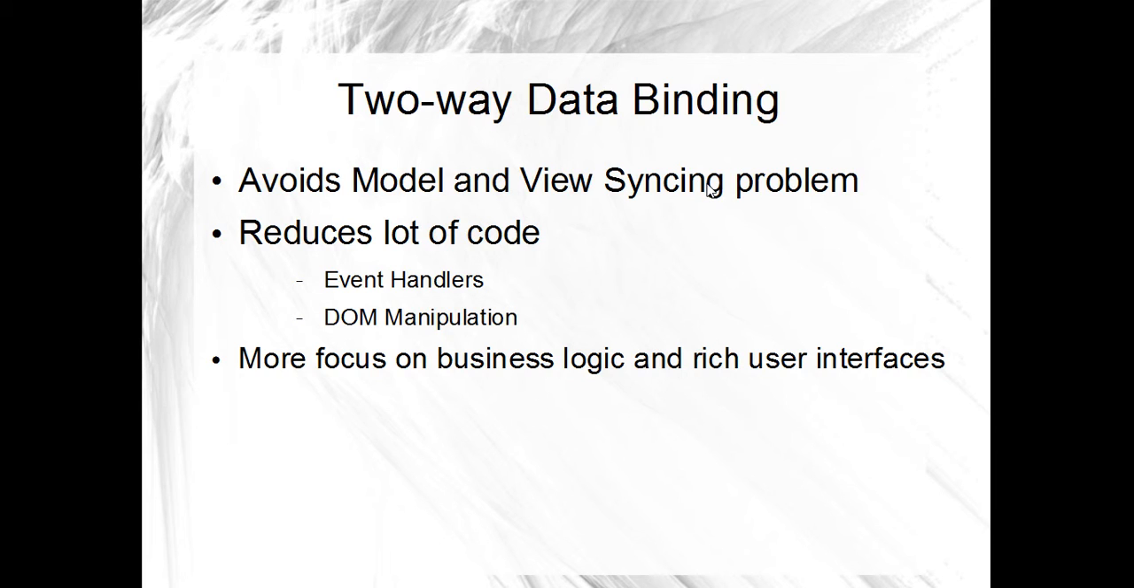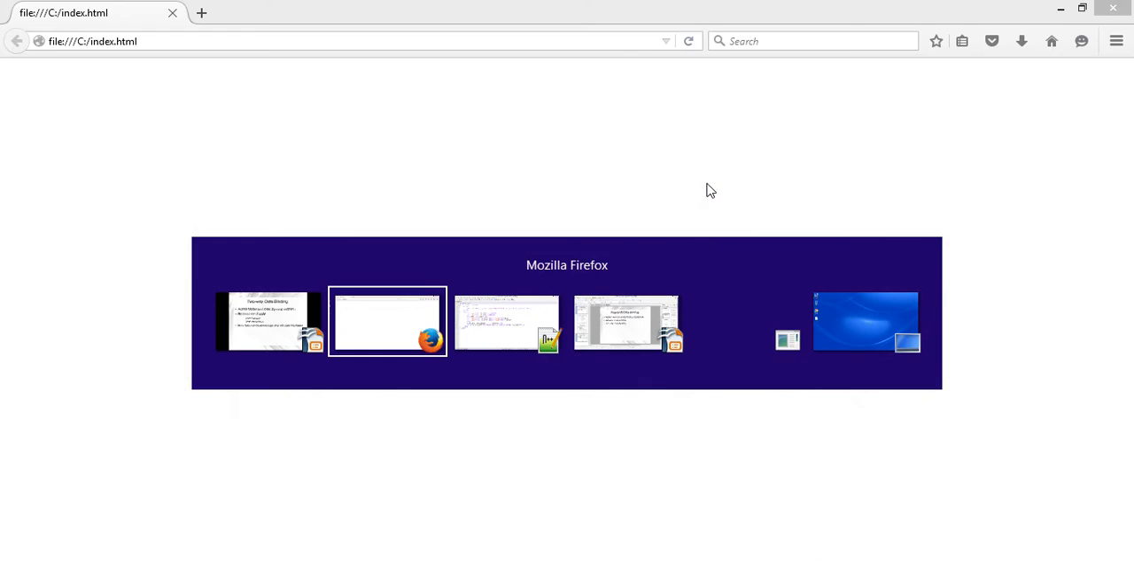This would reduce a lot of redundant code around event handlers and DOM manipulation. And the developer could focus on writing JavaScript code more on the business logic and on rich user interfaces. So let's demonstrate this two-way data binding capability using an example.